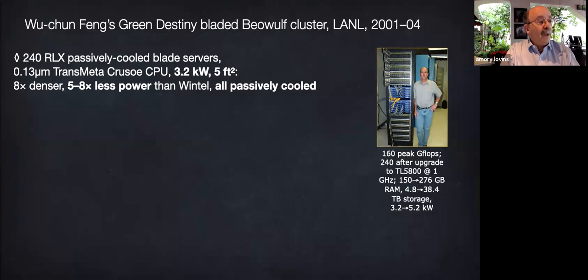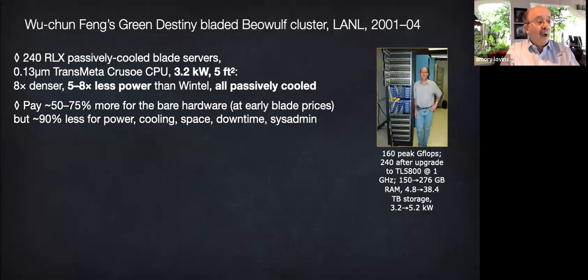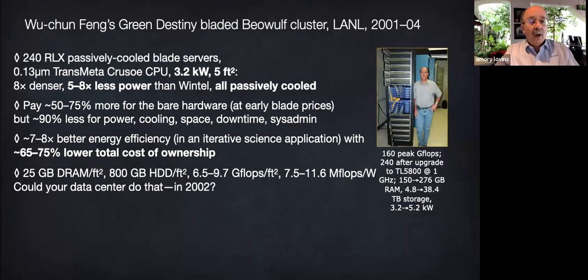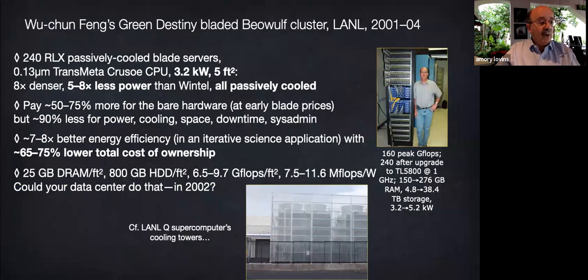And tested in an iterative science application, it had 7 to 8-fold better energy efficiency than the Wintel equivalent, but with a 3 or 4 times lower total cost of ownership. So now compare this with the cooling towers for the Q supercomputer at Los Alamos. Recall that the blade servers that used nearly 16 watts in 2004 could perform better today, but draw probably a few watts, if that.